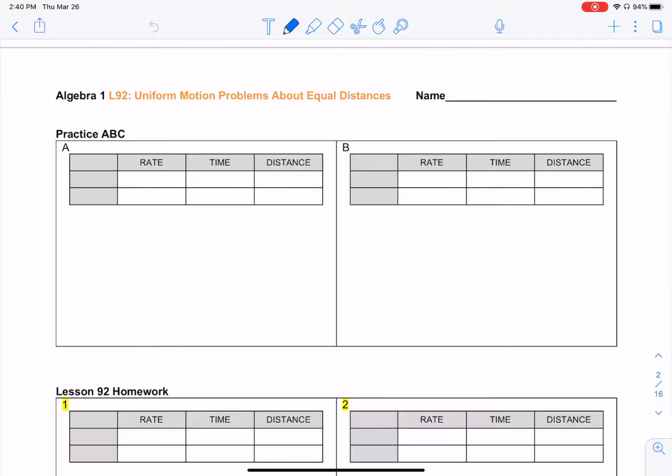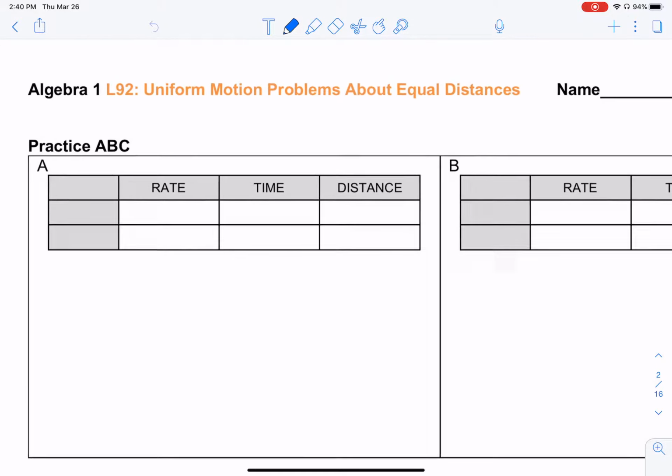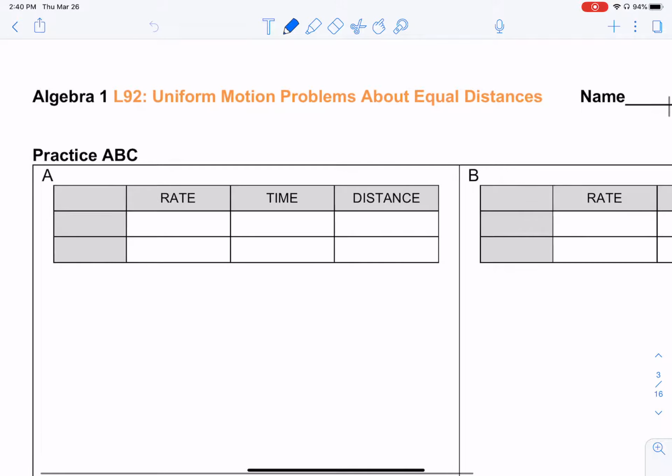Welcome back, Algebra 1. This is Lesson 92, Uniform Motion Problems about Equal Distances. This is actually an exciting lesson for you. It's going to be the first time you're introduced to these rate, time, distance charts. So let's just take a moment to review what this is.